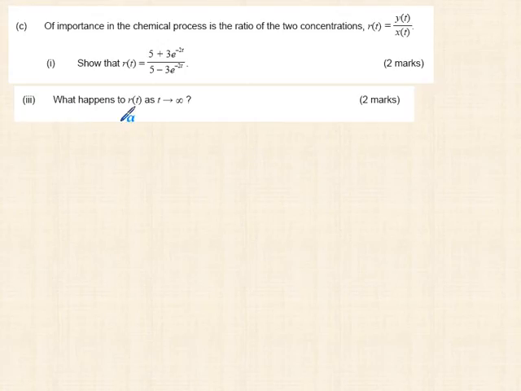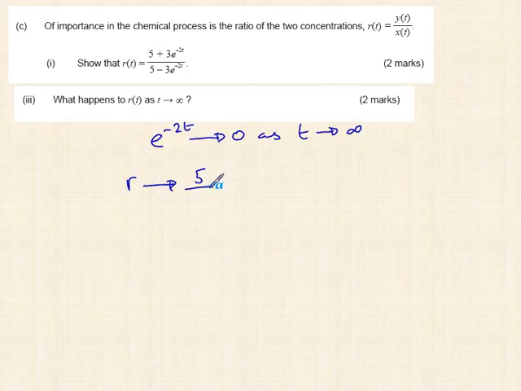What happens to r of t as t tends to infinity? So we know that e to the negative 2t will tend to 0 as t tends to infinity, so r will tend to 5 over 5, which is equal to 1.